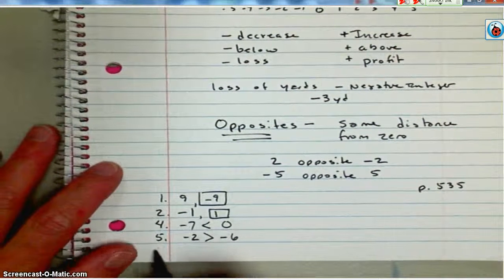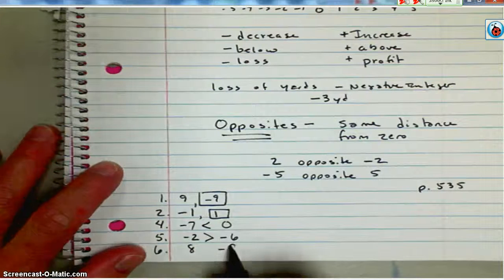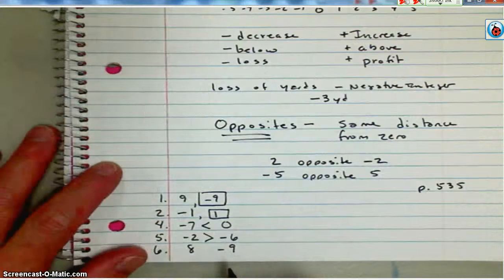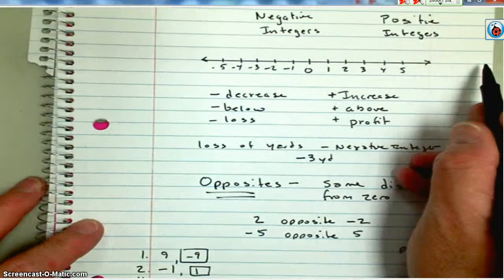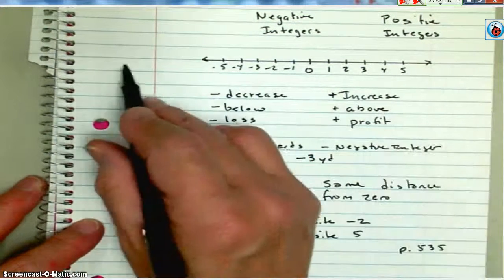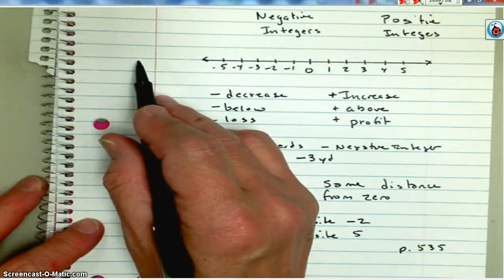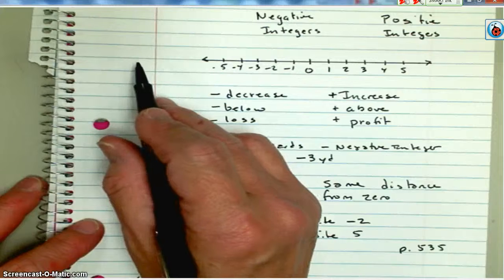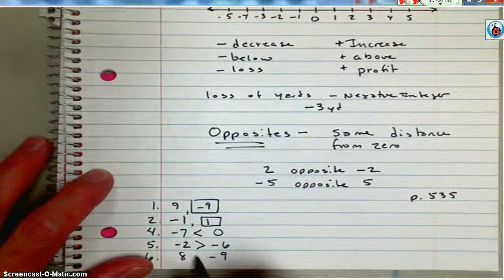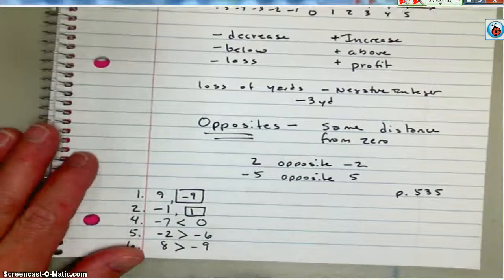One more example of that before we move on. Number 6, we have 8, and then we have a negative 9. And 8, of course, is over here on our number line on the positive side, and then we have negative 9 way over here if it was written down. That's way on the other side, and of course a negative is always less than a positive, even though the digit might be bigger.